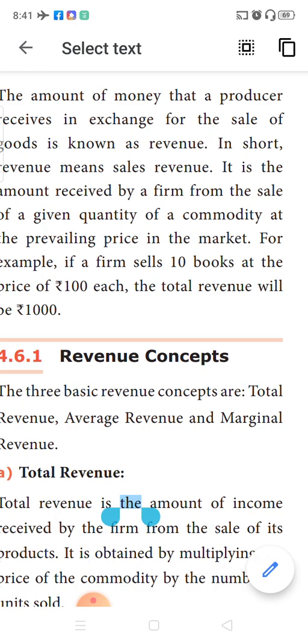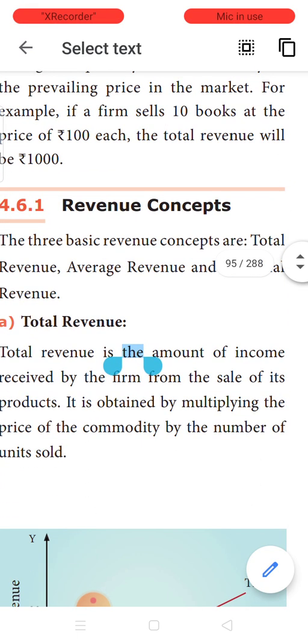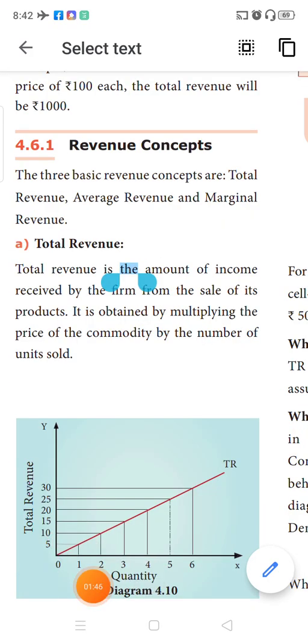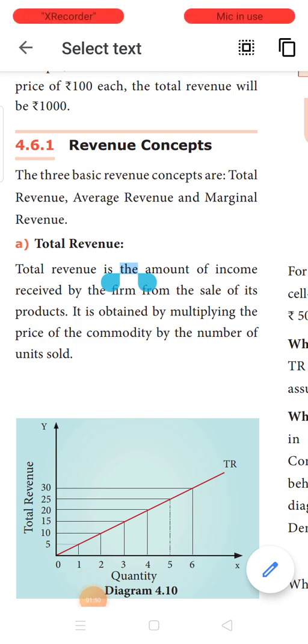This is total revenue. Under the revenue concept, we can classify revenue into three broad categories. One is total revenue, the second is average revenue, and the third one is marginal revenue. Let us understand one after the other.